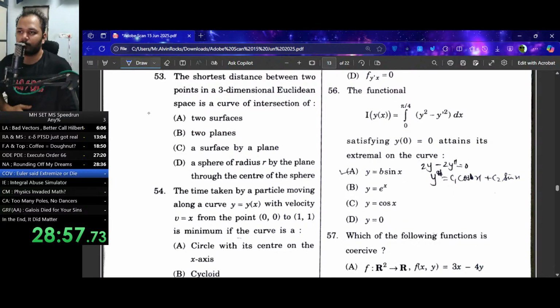Shortest distance in a 3-dimensional Euclidean space. We'll just take a sphere and any 2 points. You see it is cutting, it's not a plane probably, a surface by a plane. I think it will be like a circular region, therefore by the plane to the center of the sphere.